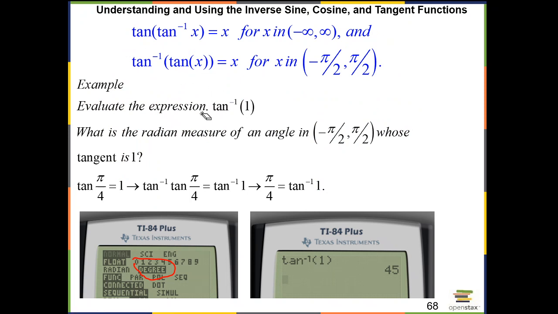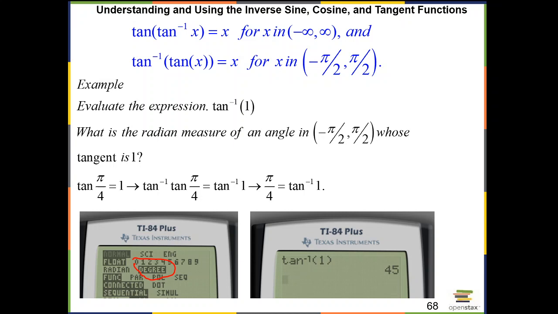All right. So now, example, evaluate the expression tangent inverse of 1. What are we looking for? We're looking for the radian measure of an angle in the restricted domain of tangent whose tangent is 1. And we can go to degree mode on the calculator and put tangent inverse of 1, we get 45 degrees. And we know this is pi over 4, right? So that's what tangent inverse is all about.